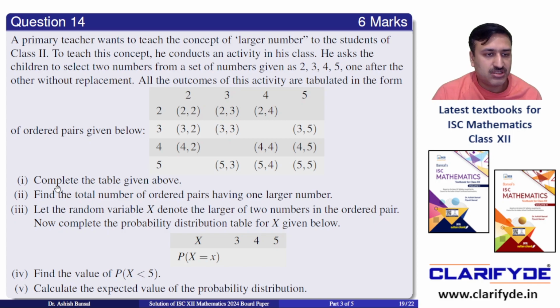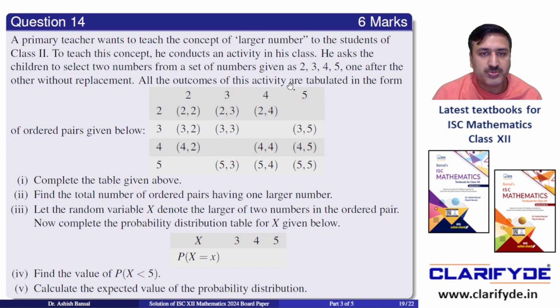We have to first complete the table. Then we have to find the total number of ordered pairs having one larger number. Then we have to complete this probability distribution table. Fourth part is to find the value of probability X less than 5. And the last part is to calculate the expected value of this probability distribution.